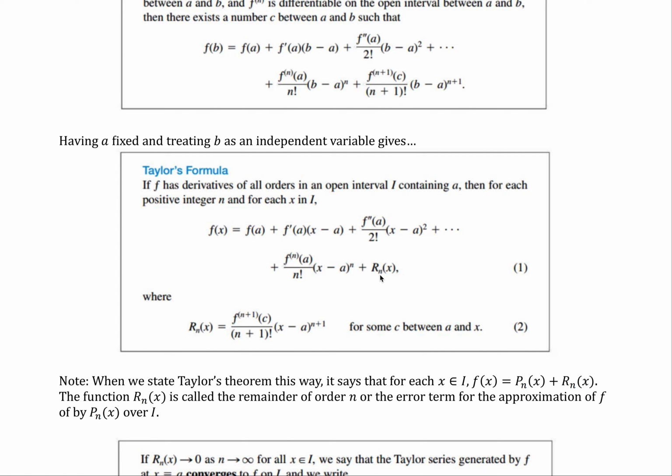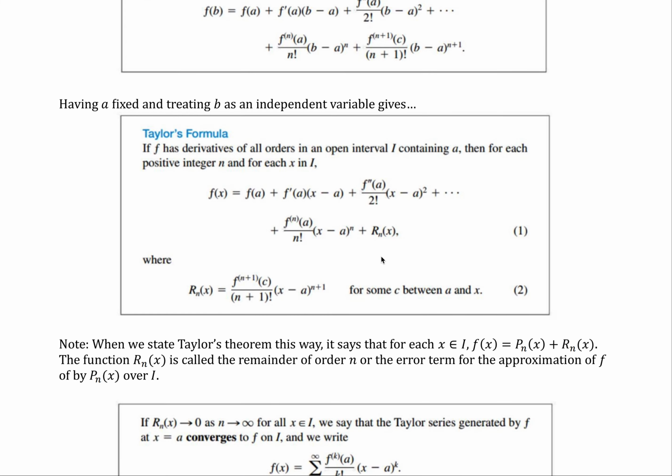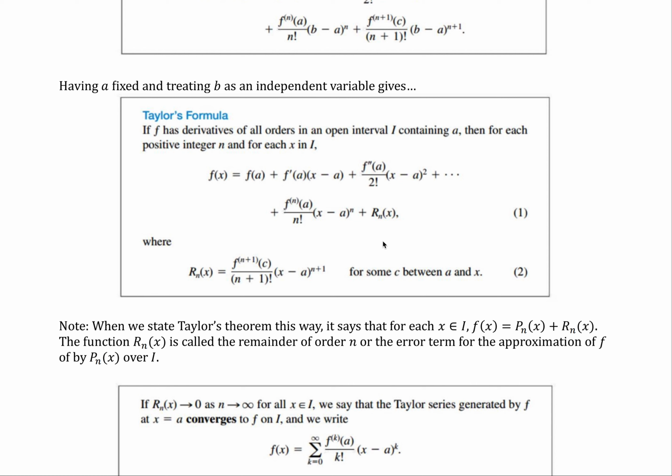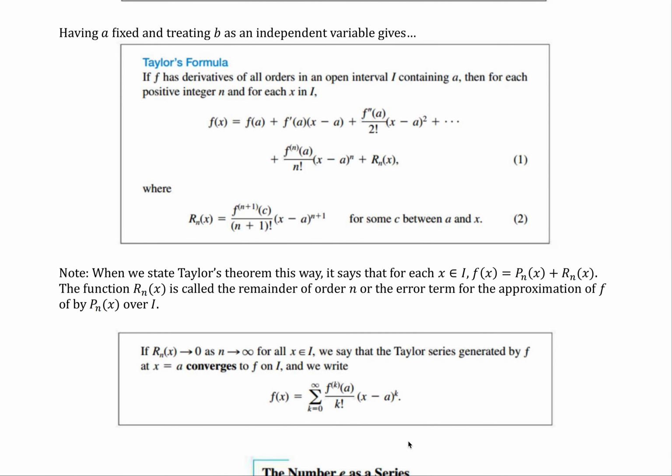Now, we're going to extend this, and this is where we're going to look at the convergence. If that remainder term, that remainder of order n, goes to 0 as n goes to infinity, we can then say that the Taylor series that's generated by that function f is going to converge to f. So we're able to define that function by its corresponding Taylor series.